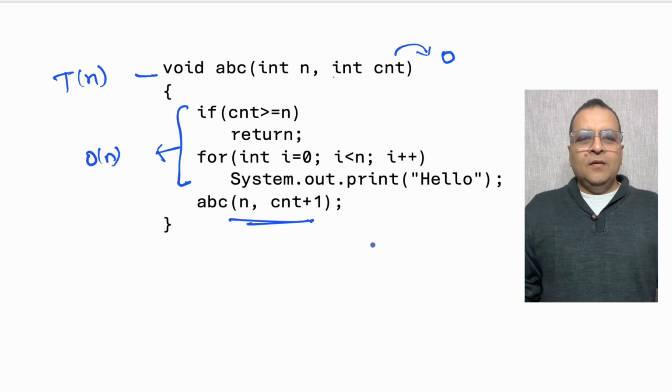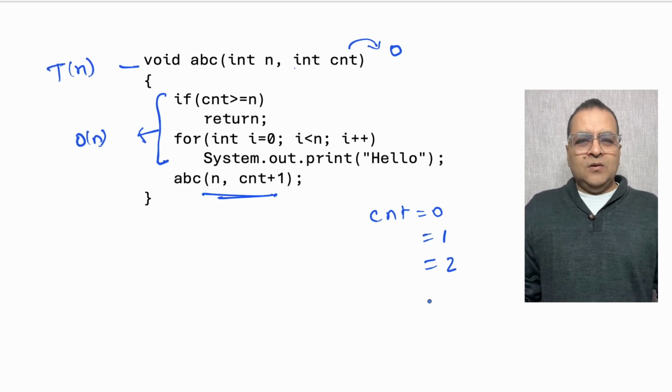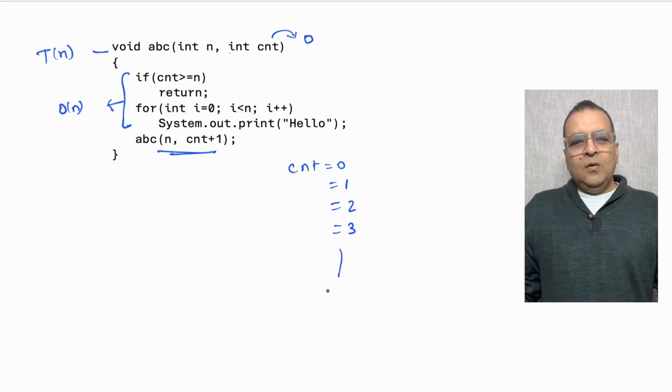It means that first the function is called for count is equal to 0. Then the function is called for count is equal to 1. Then it is called for count is equal to 2. Then it is called for count is equal to 3, and so on. When the function is called for count is equal to n, then it will just return from here. For every other call, the function prints hello n times.